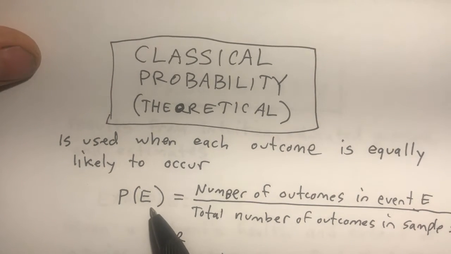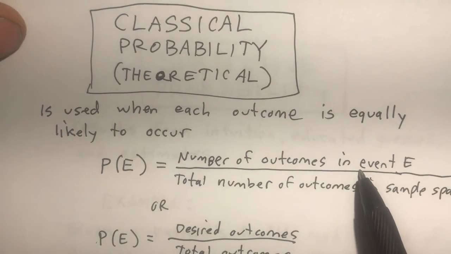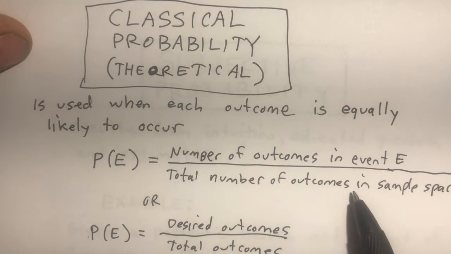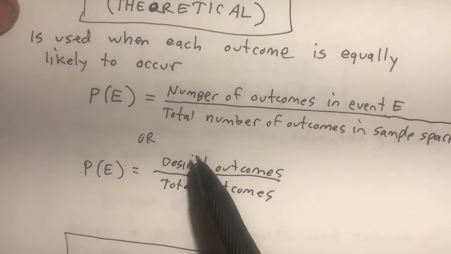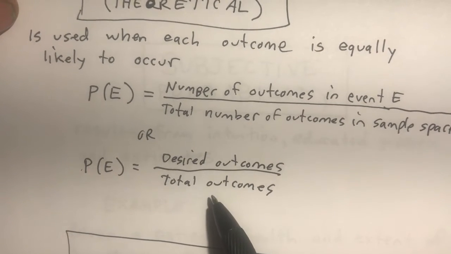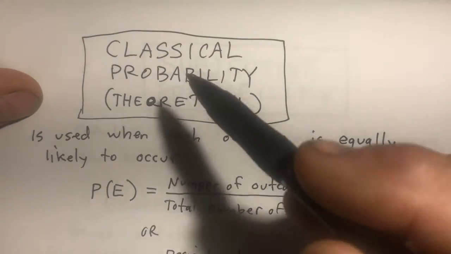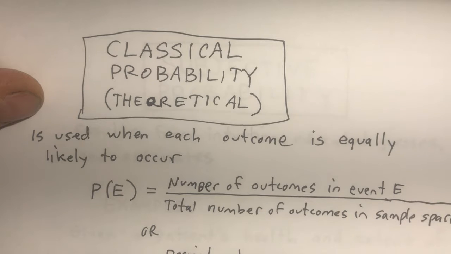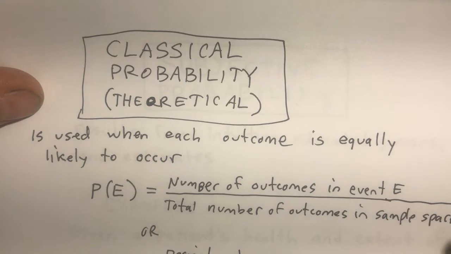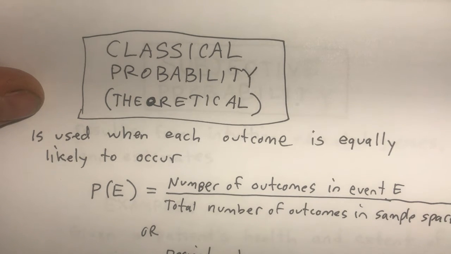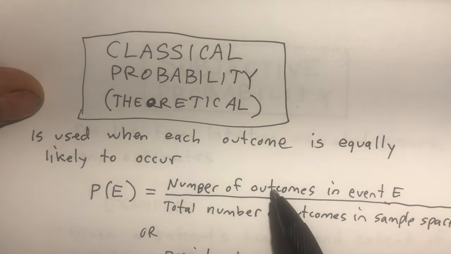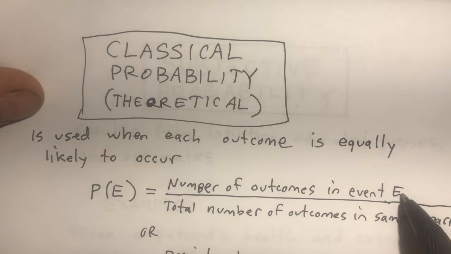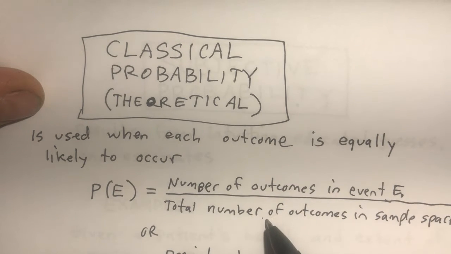The probability of an event happening equals the number of outcomes in event E divided by the total number of outcomes in the sample space, or the number of desired outcomes divided by the total outcomes. Theoretical probability or classical probability is what you would expect based on the numbers of things, like rolling a die. When you roll a die, you have 6 choices, 1 through 6. What's the probability that you roll a 4? Well, there's 1 four out of 6. So your number of outcomes in event E would be rolling a 4. You have 1 of those, whereas you have 6 total.